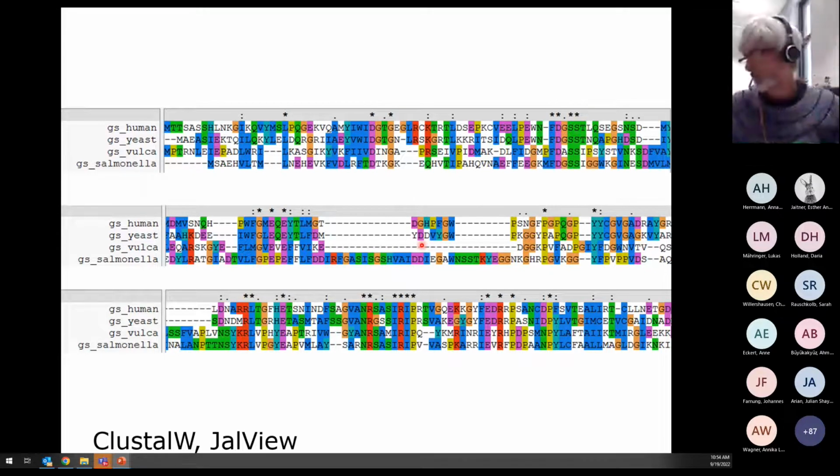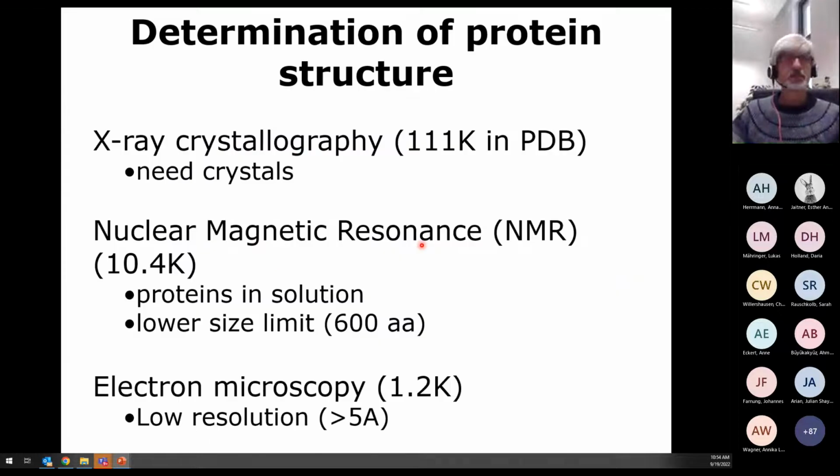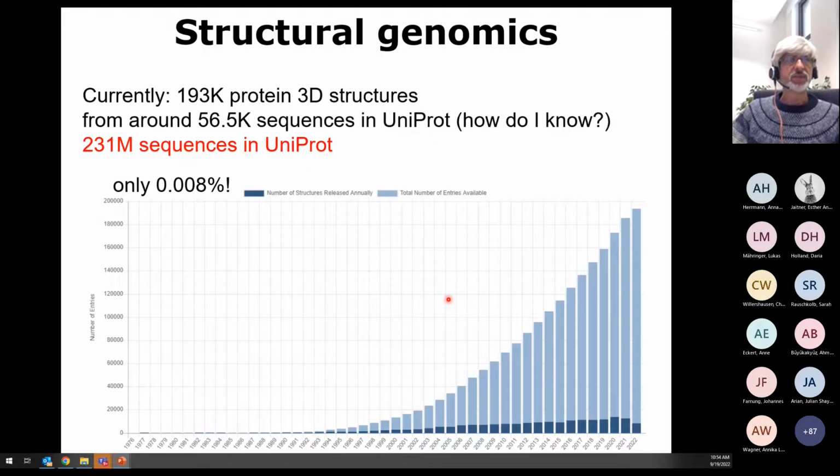So now, with structure, you have seen that structure can be obtained by different methods: X-ray crystallography, nuclear magnetic resonance, and electron microscopy, which has been gaining traction in the last years. What I would like to note is that you have an increase in the PDB, in the number of structures, by the years.